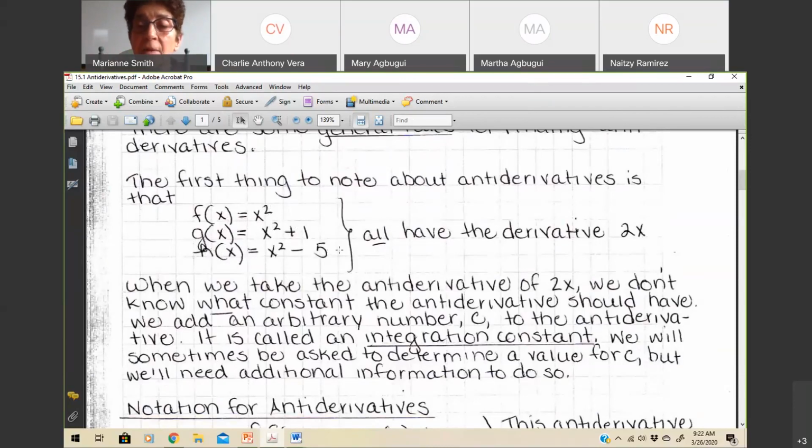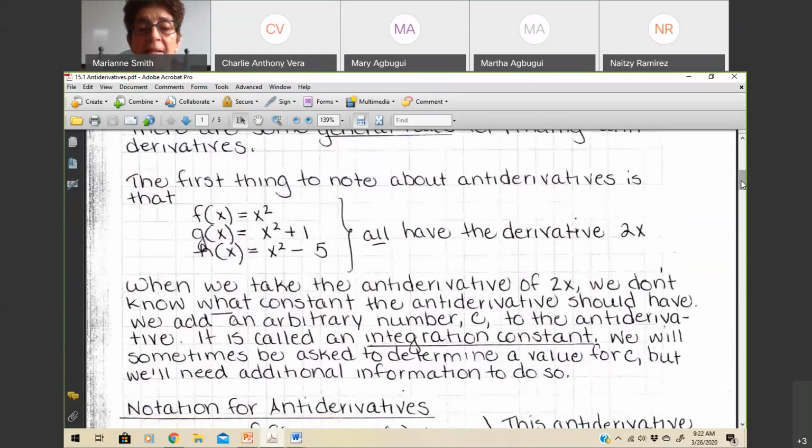Once they tell you that piece of information, then you can figure out exactly what c should be. But for now, that's what the integration constant is. It's a placeholder for whatever the constant was in your original function.